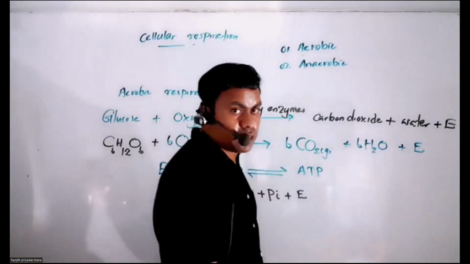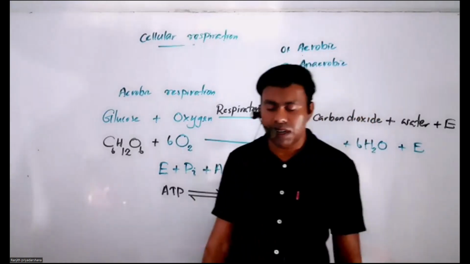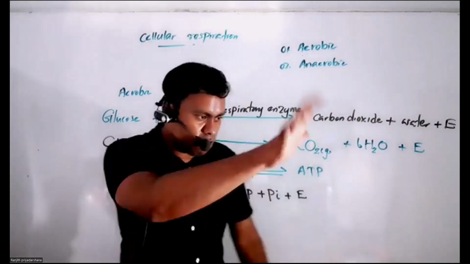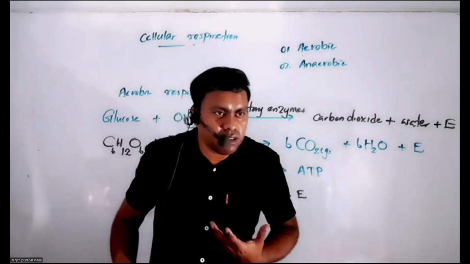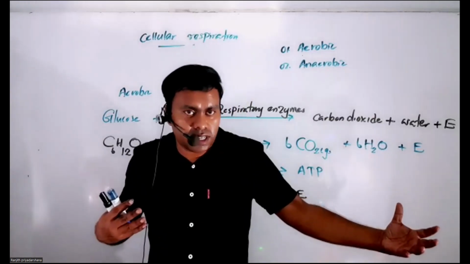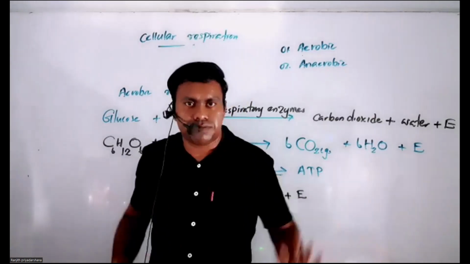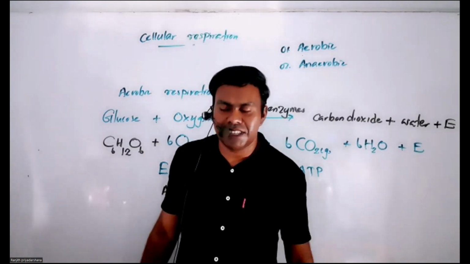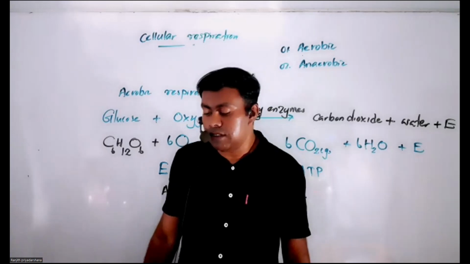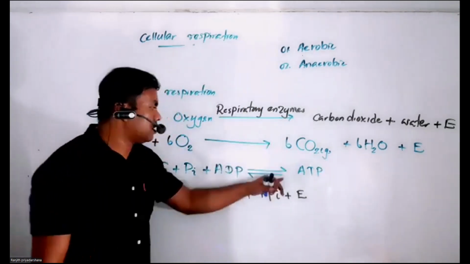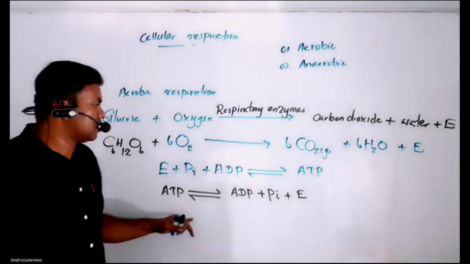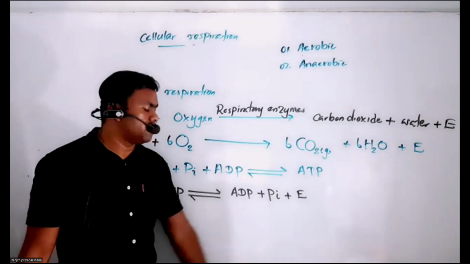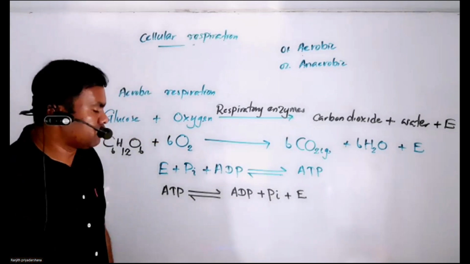You cannot wait to burn glucose in an emergency, right? Inside my cells that cellular respiration takes place, but for quick running, that's ATP. ATP is converted into energy by breaking down into adenosine diphosphate and phosphate group.